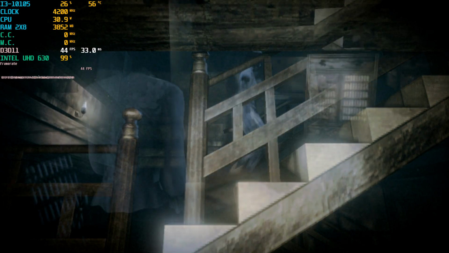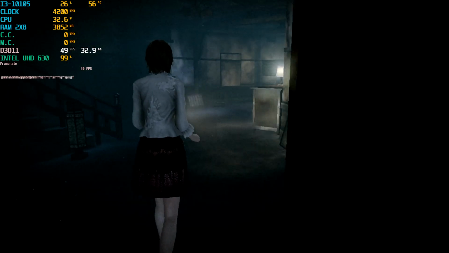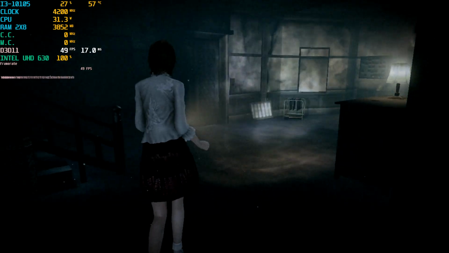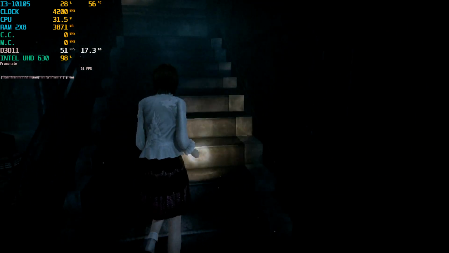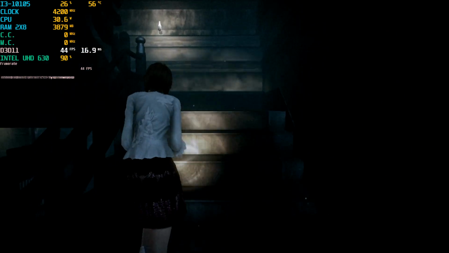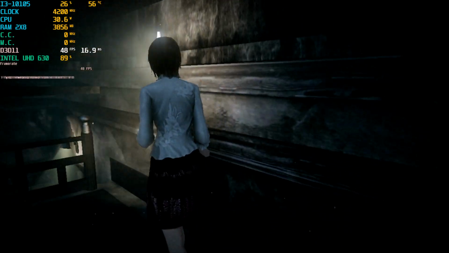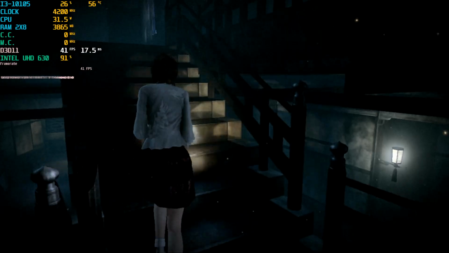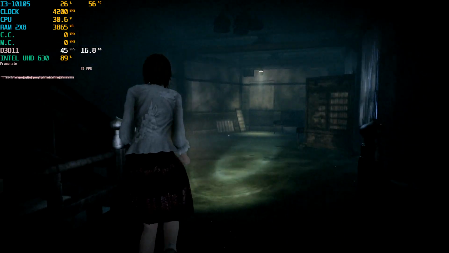I don't even think Koei Tecmo games like these ones, like the Atelier Ryza games, have options where I can even tweak anything, but you know, I still will look. It'd be nice to tweak some effects, but then why not just play the Wii version, right? And upscale the res. We are getting over 40 FPS at all times. This is very easy to run. If this can run on a 630, I mean, come on.